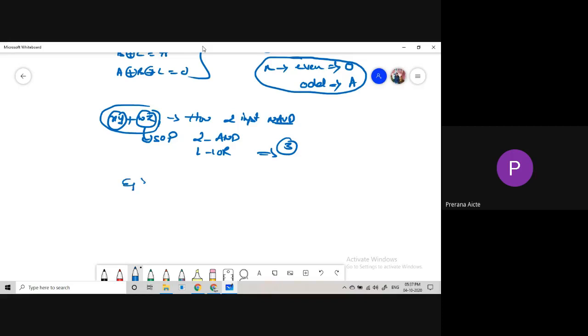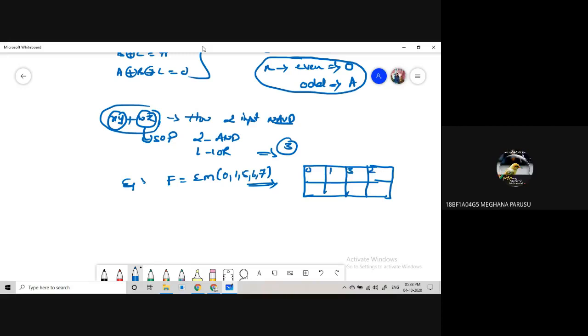Next question. F is equal to sigma m of 0, 1, 5, 6, 7. So find the reduced expression for these minterms. Is it clear, my question? Yes, sir. Find the reduced expression for the following minterms.